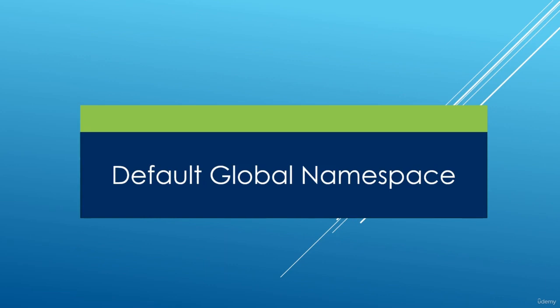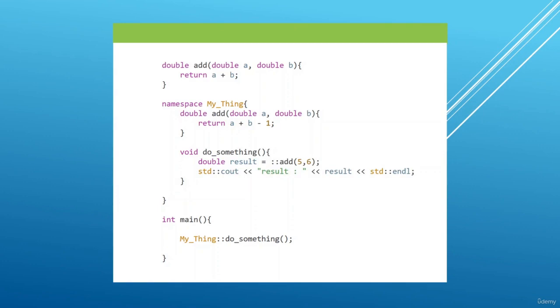In this lecture, we're going to learn about the default global namespace. And this is nothing other than what you have outside any namespace. For example, here we have a piece of code. We have a function called add. We have a namespace called myThing. And inside the namespace, we have another add function. And we can have another function called do something.